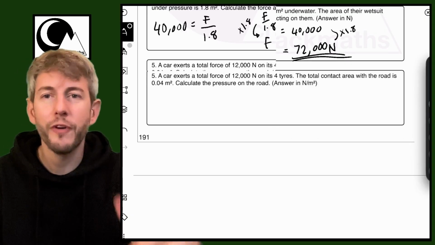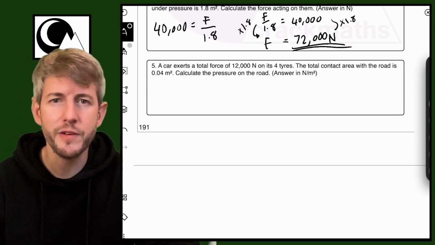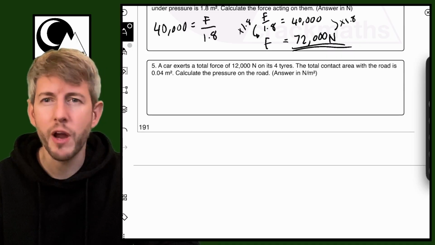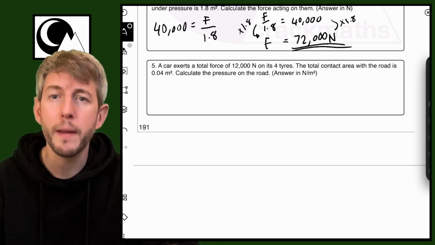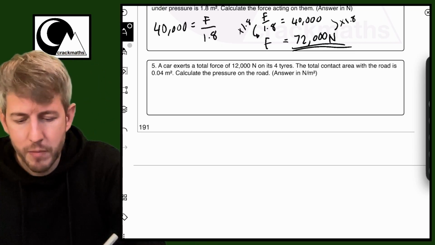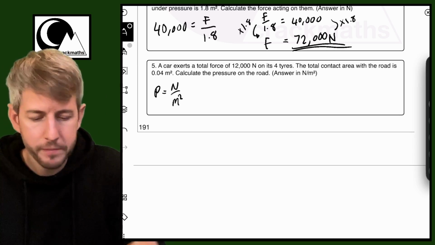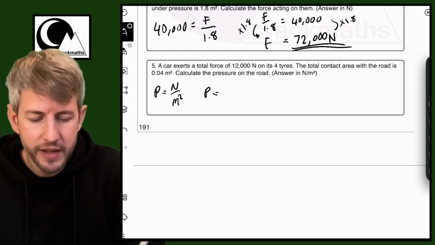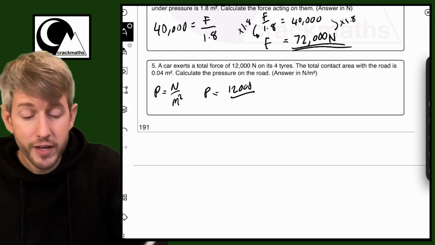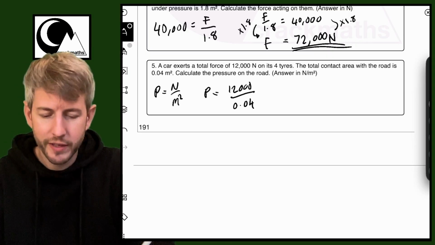Question 5 says, a car exerts a total force of 12,000 newtons on its 4 tyres. The total contact area with the road is 0.04 meters squared. Calculate the pressure on the road. Remember the pressure is equal to the newtons over the meters squared. So we've got the pressure equals the 12,000 newtons divided by the meters squared, which is 0.04.